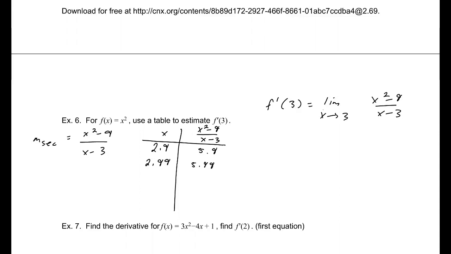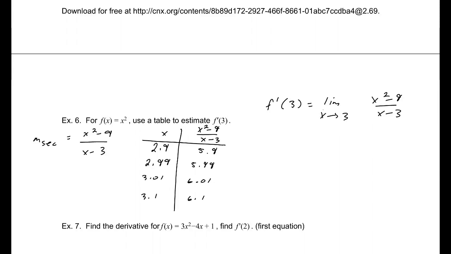Let's go the other direction. Let's go 3.1. At 3.1, the value of that slope of the secant line is 6.1. At 3.01, the slope is 6.01. So it appears from this table that it is approaching 6.